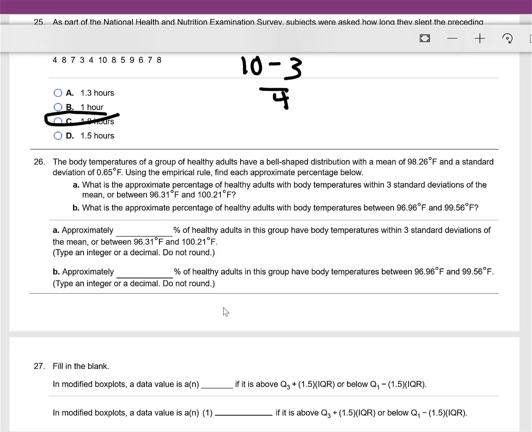The body temperature of a group of healthy adults has a bell-shaped distribution with a mean of 98.26 and a standard deviation of 0.65. Using the empirical rule, find the approximate percentage below. What is the approximate percent of healthy adults with body temperatures within 3 standard deviations? So if you know your empirical rule, you know that number is 99.7. So that's a pretty easy one. Now the second one, they've given us 2 endpoints and asked us what percent of adults, and they don't tell us how many standard deviations it is. So I'm going to need my calculator.